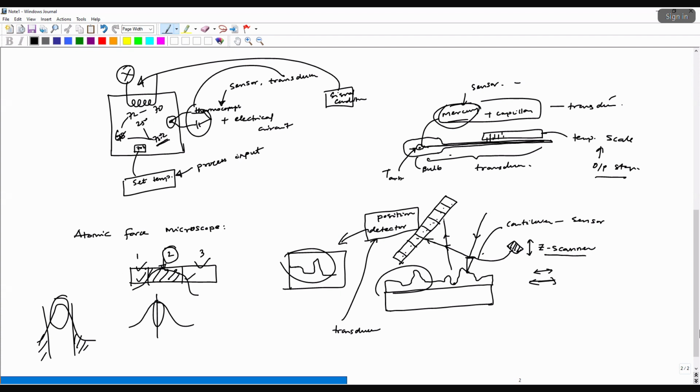So this is the importance of signal conditioning in a system like the atomic force microscope. You remove stray signal. The stray signal is removed using signal conditioning.